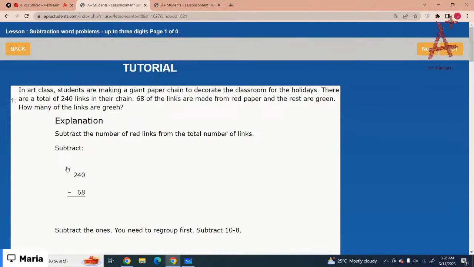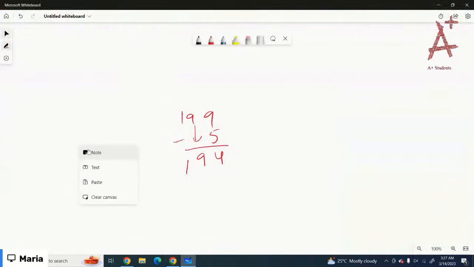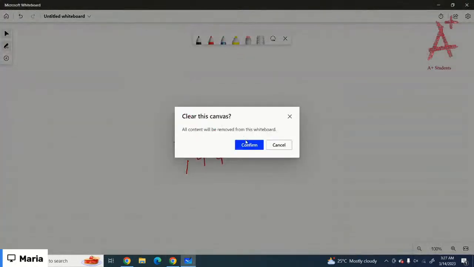So basically 68 of the links are red. You need to calculate how many of them are green. That means out of 240 total, 68 are red. You need to calculate the green ones, so you need to subtract 68 out of 240. Got it? So 240 minus 68.